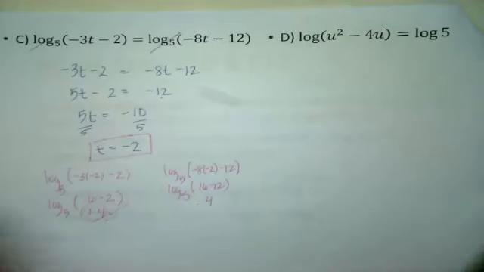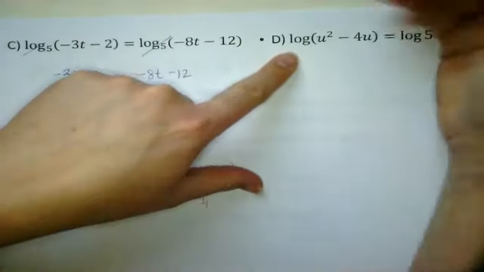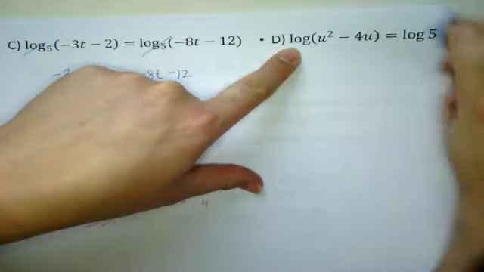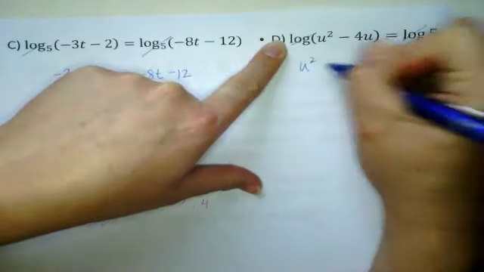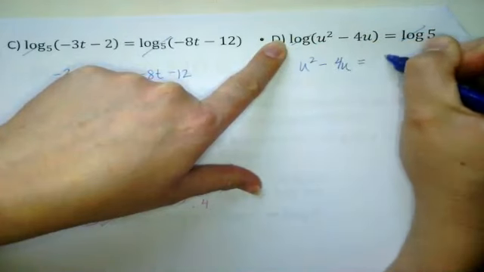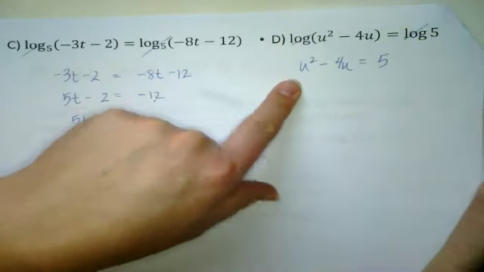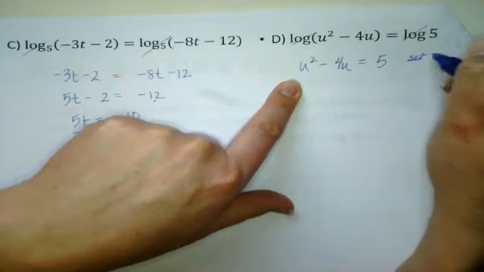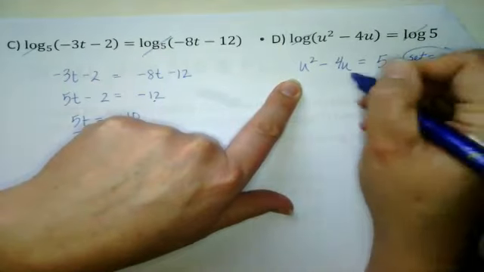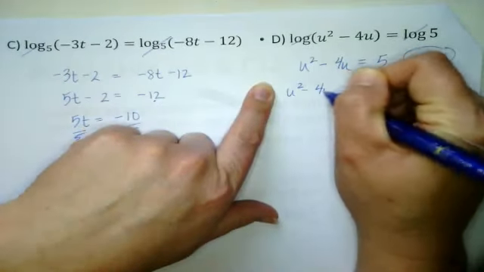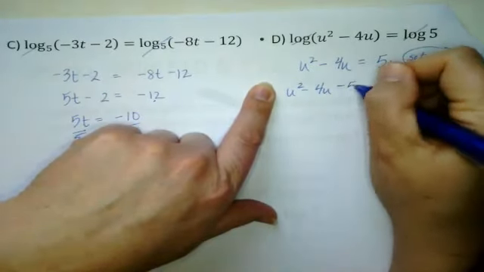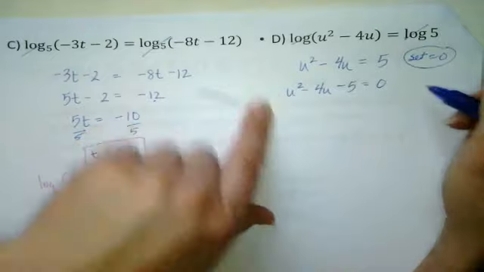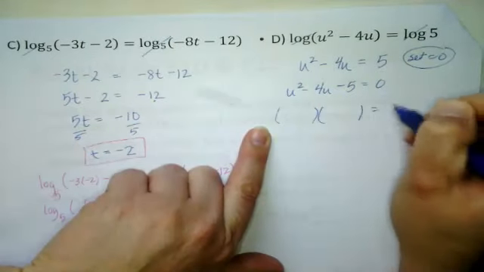All right, over here, again, we have a log equal to a log. This is the one-to-one property again. If the logs match, u squared minus 4u must equal 5. This is quadratic in form, so I'm going to make sure that I set it equal to 0 to solve. So I'm going to move the 5 over. u squared minus 4u minus 5 equals 0. And then double bubble to solve.